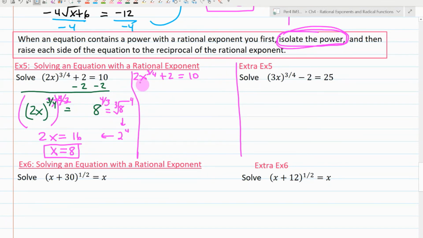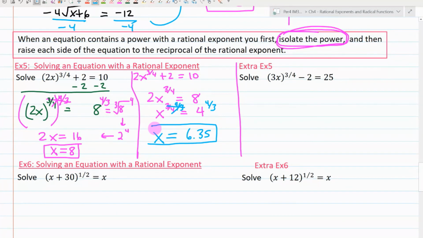Now, if I were doing it in this case, I would subtract 2 from both sides. Then I would divide by 2. And then I would raise each side to the 4/3 power. So these would cancel, and I would get x is equal to 4 to the 4/3, which you would have to put into your calculator. So if you put 4 raised to the 4/3 power into your calculator, you would get like 6.34 or 6.35 actually.